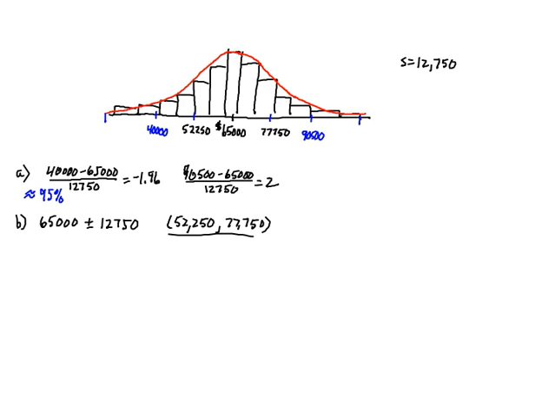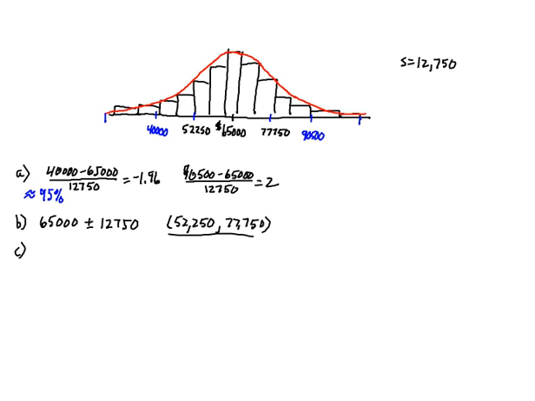Approximately 68% of the values in the data set will be priced somewhere between $52,250 and $77,750. Okay, part C. Would a home that cost $112,000 be considered an outlier?